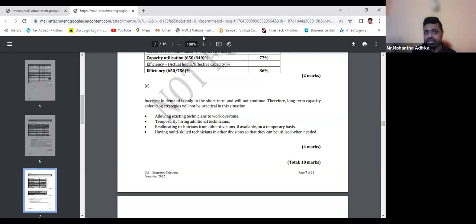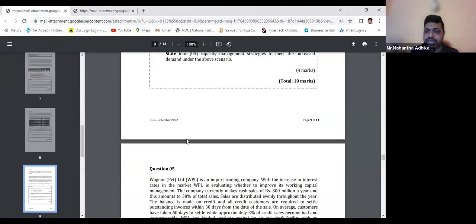This is not selective learning. You have to understand each and every concept. This is not a big issue. This particular illustration is related to capacity planning. When demand exceeds capacity, what do you have to do? Here demand exceeds the capacity, but it is temporary, short term. Then these are the short term strategies you need to follow. Clear? Okay. We'll move to the next illustration.